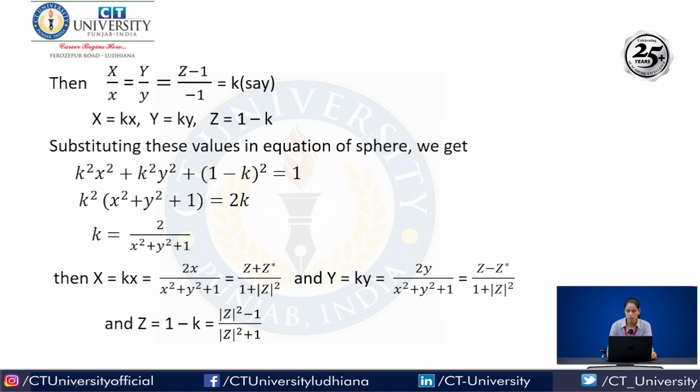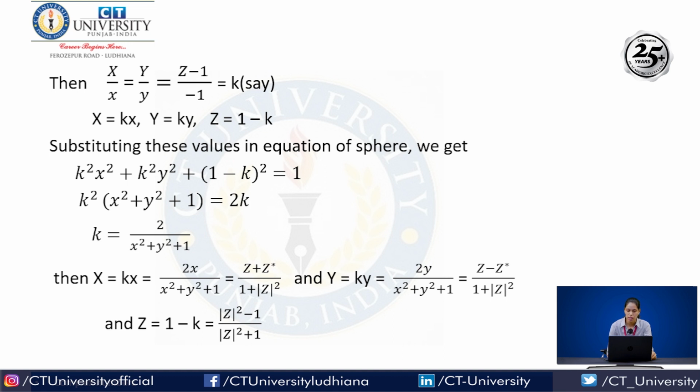Put the k value in the above X, Y and Z coordinates of the sphere. Then X becomes k times x, that equals 2x by x square plus y square plus 1, equals 2 times z plus z conjugate. Because 2x is the real part, we can say the real part equals half of z plus z conjugate. So my z plus z conjugate will become 2x.